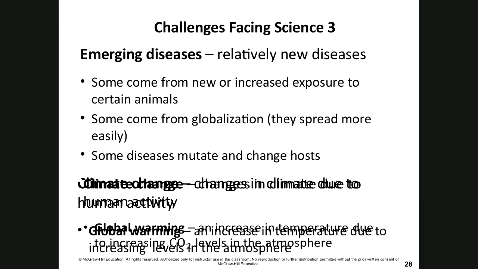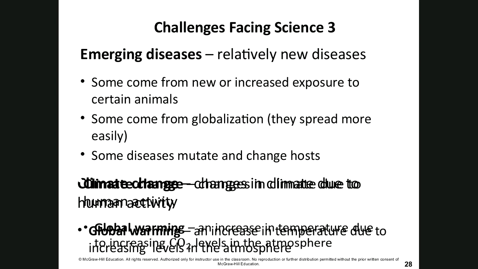Emerging diseases are relatively new diseases. Some are new or have an increase in exposure. This comes from spreading out more easily, or globalization. Some diseases change or mutate. Climate change is a change in the climate or weather patterns as a result of human activity, specifically greenhouse gases like CO2 emissions and fluorocarbons and that kind of stuff.